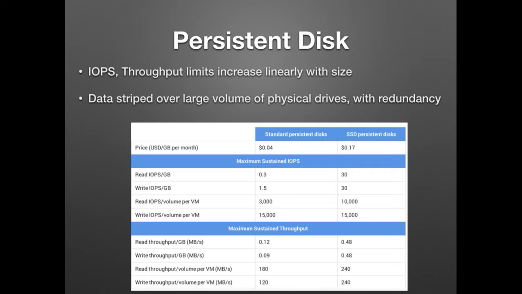So persistent disk. Persistent disk is really just a logical disk drive that's spread across lots of physical drives within Google's infrastructure. Google has already taken care of the striping across many different physical drives, and they've already taken care of the redundancy for you. So you don't really need to put RAID on top of this because they've already taken care of that under the covers. And basically, your IOPS, the number of I/O operations per second, are going to be throttled, and your throughput is going to be limited based on the size of your virtual machine.